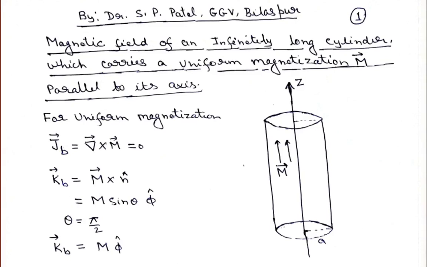We are discussing and trying to find out the magnetic field of uniformly or non-uniformly magnetized objects. In my previous lecture we calculated the magnetic field due to a uniformly magnetized sphere. In this lecture we will find the magnetic field due to an infinitely long cylinder which carries a uniform magnetization M parallel to the axis. It means we have a uniformly magnetized cylinder problem now.